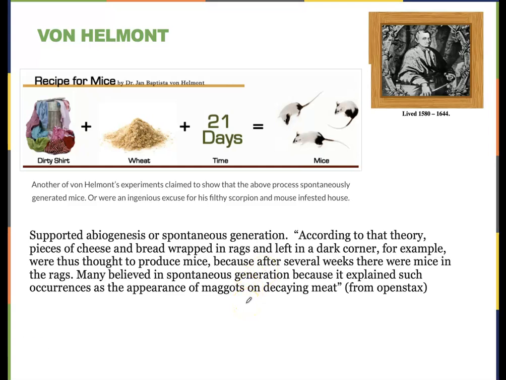Many people, like basically everybody, believed in it because there wasn't anything to prove otherwise. There was no microscope to see the cell. So science was in its very, very beginnings here. And he actually did this experiment, which I think is kind of funny. Got some dirty shirts, he got some wheat, waited about 21 days, and then he saw mice. So therefore, mice come from that combo.